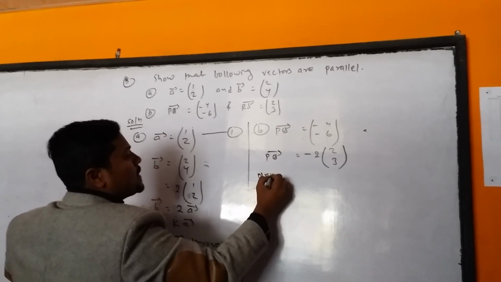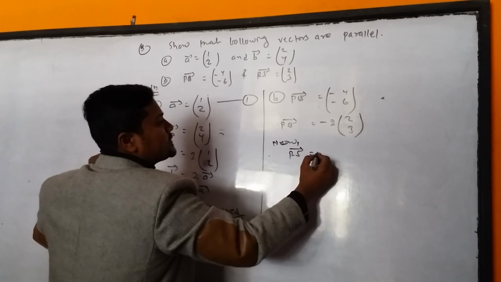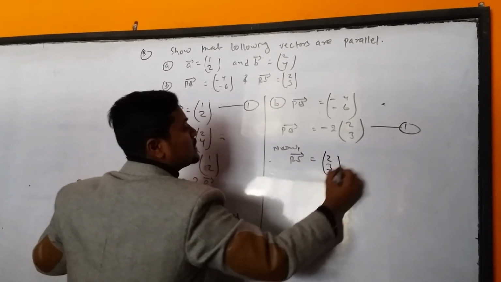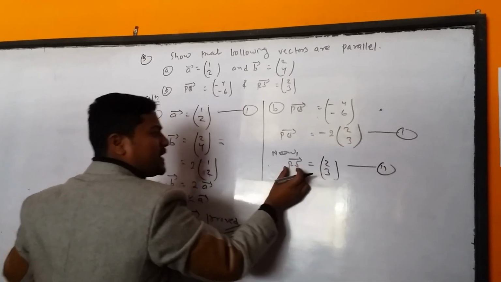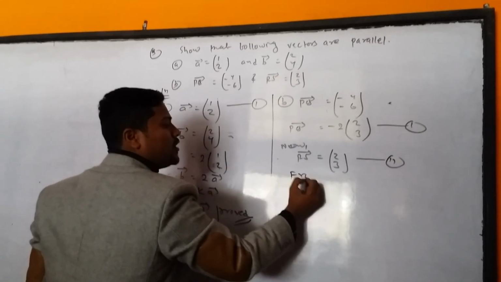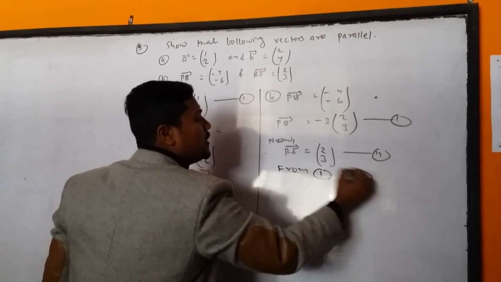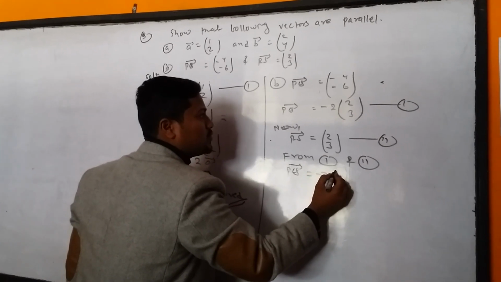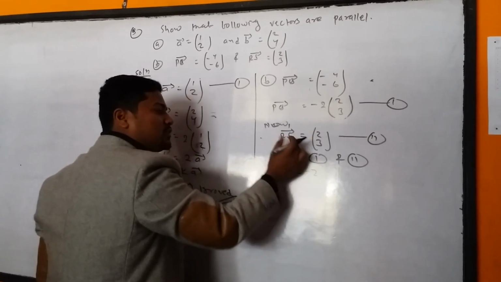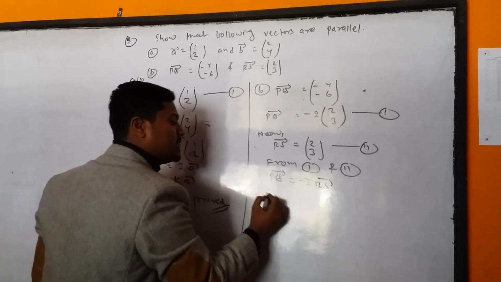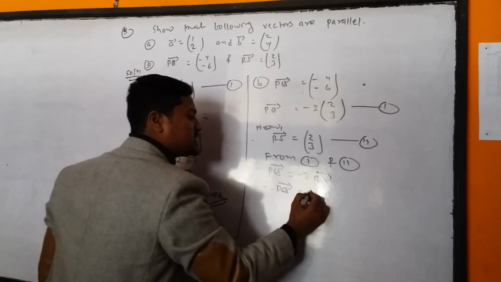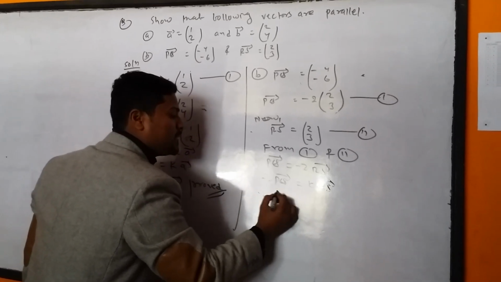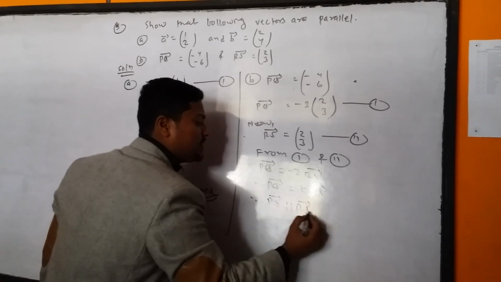Now we have another vector, RS vector. RS vector, you can say this is the 1. RS vector is what given? 2 3. Now this is the 2. In the place of 2 3 we can write RS. So now from equation 1 and 2 we can write what? PQ vector is equal to -2, in the place of 2 3 we can write RS vector. Therefore PQ vector is K times RS vector, and this is the condition for the parallel. Therefore we can say PQ is parallel to RS vector.